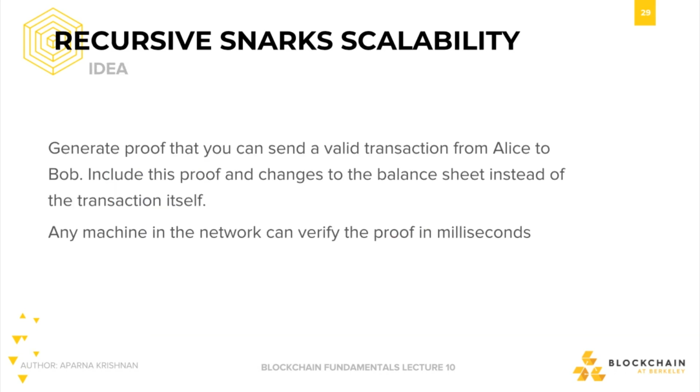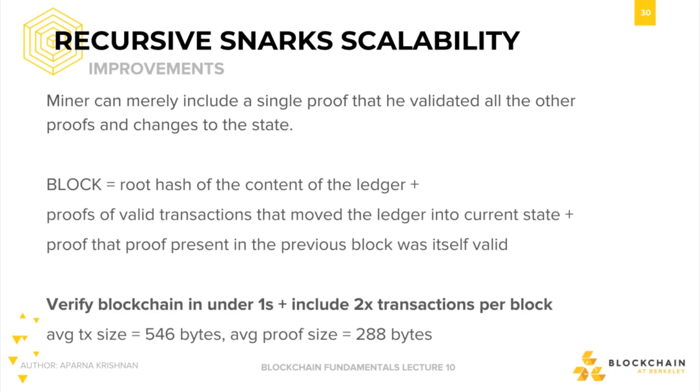So the idea with scalability is you basically replace a transaction or a script transaction from Alice to Bob with this proof that you can send a valid transaction. And this proof is much smaller than the transaction itself and takes just a few seconds for any machine in the world to verify. And the fun part is it gets recursive.